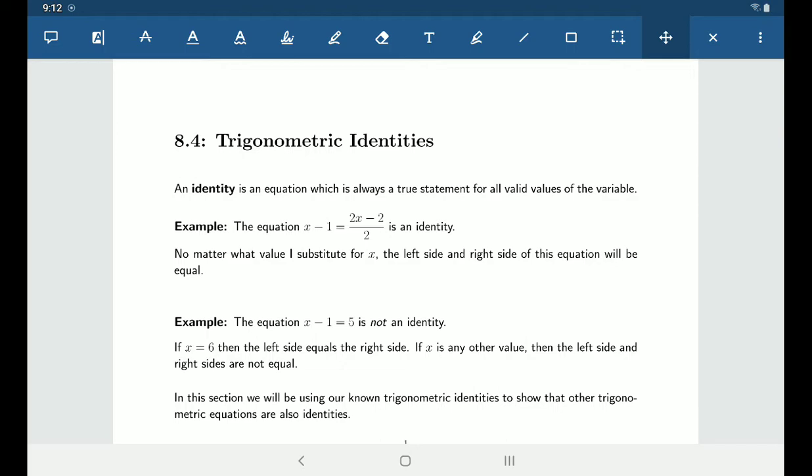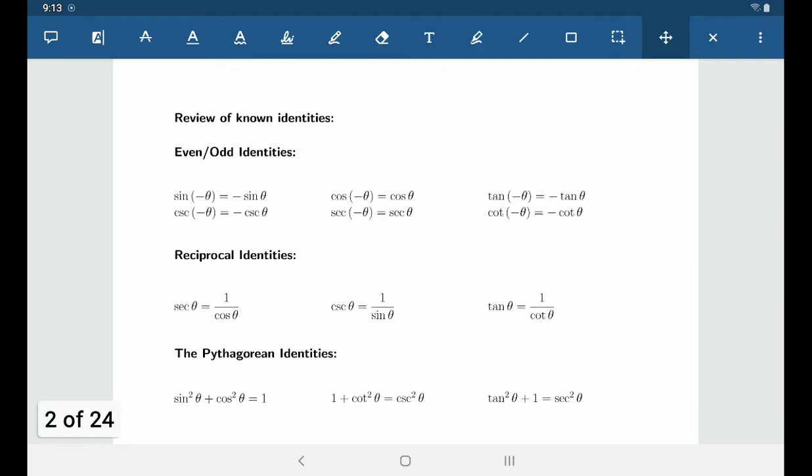And we've seen a bunch of these already. We have our even odd identities that we saw before. That's something that's always true, no matter what the angle is. The reciprocal identities that we have relating secant and cosecant and sine, tangent and cotangent. We also have the Pythagorean identities.